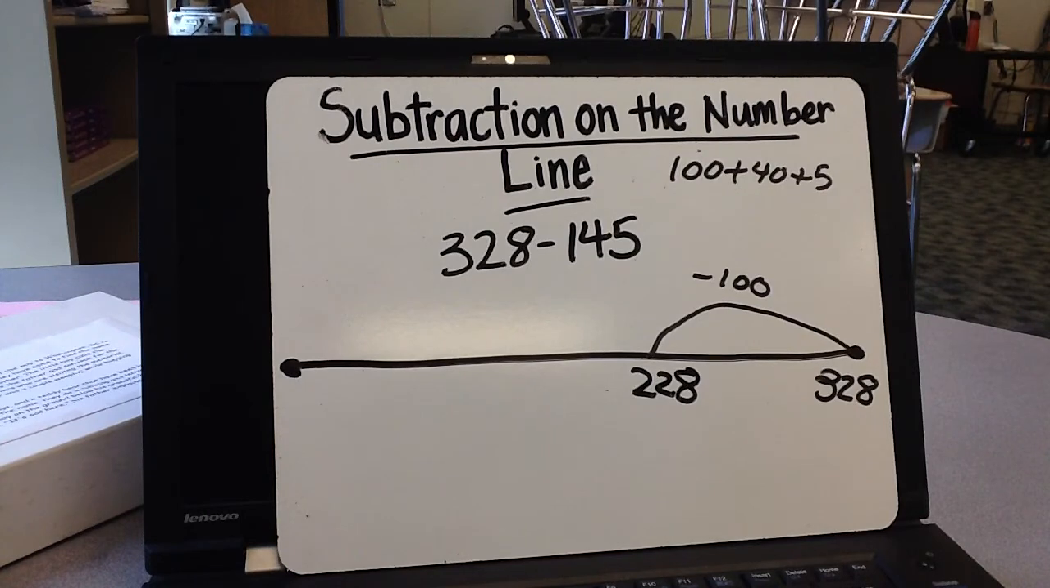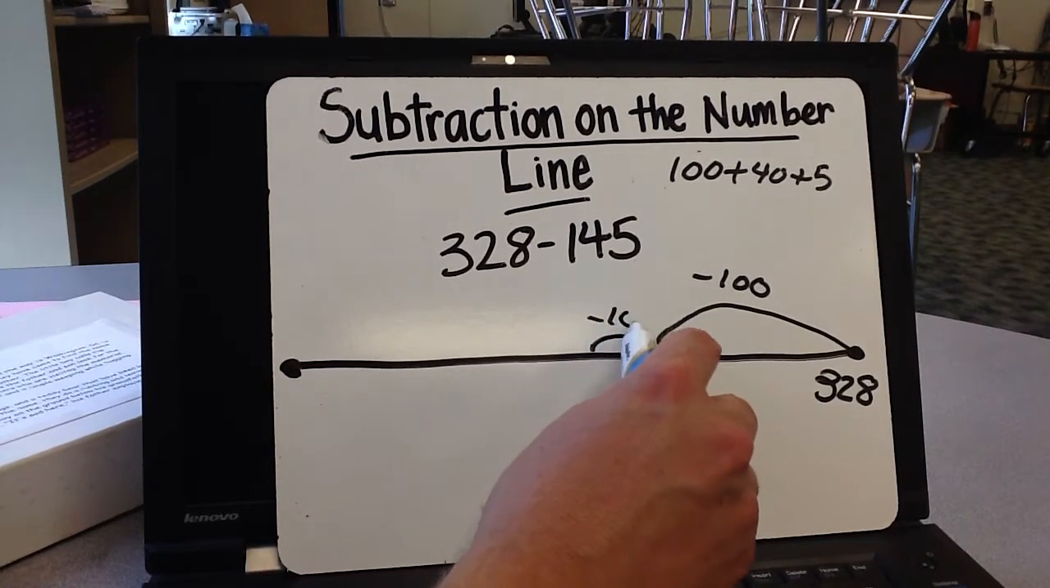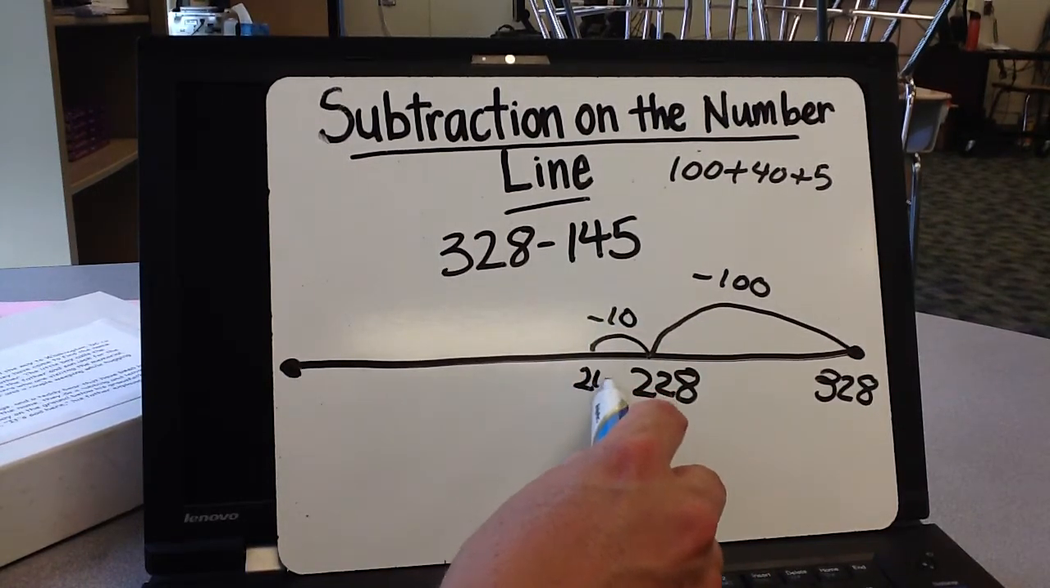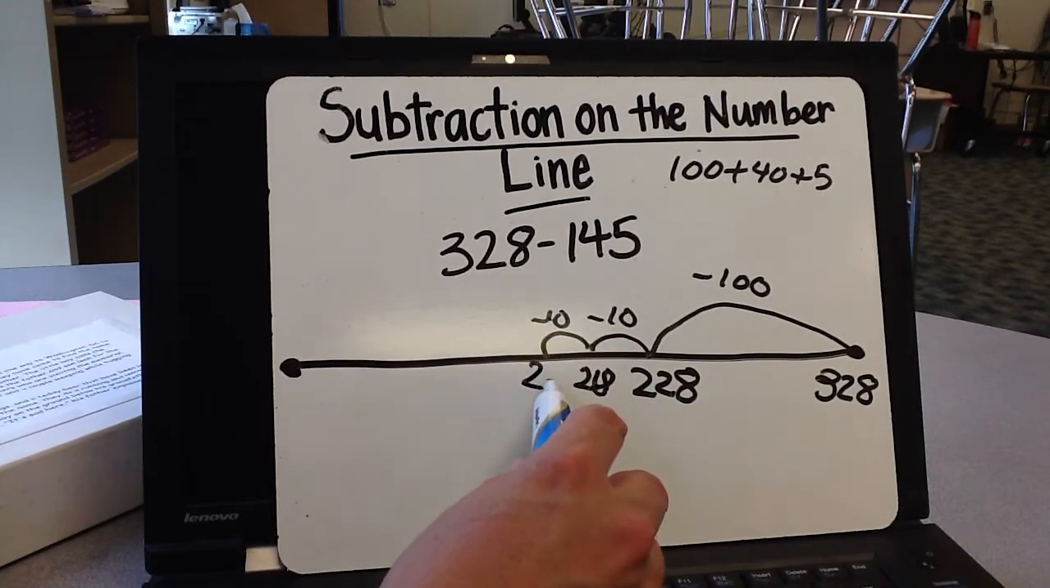Now I get to my 40. I like to think of my 40 as four groups of 10. So I'll subtract a minus 10. That will get me to 218. And then another minus 10. That will get me 208.